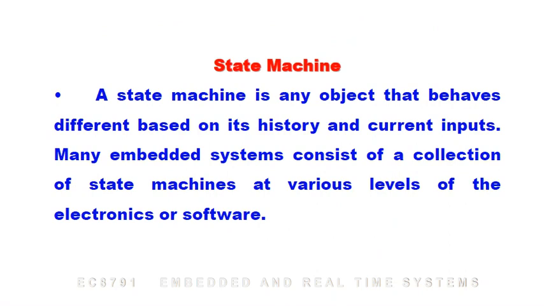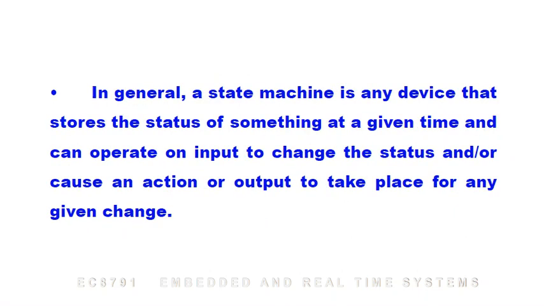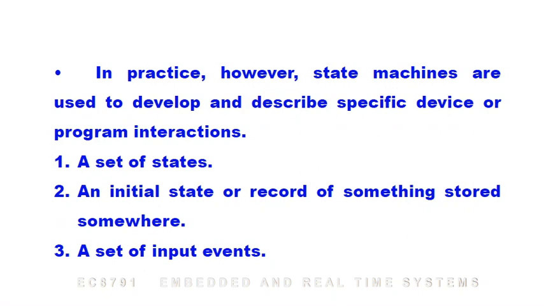State machine. A state machine is any object that behaves differently based on its history and current inputs. Many embedded systems consist of a collection of state machines at various levels of the electronics or software. In general, a state machine is any device that stores the status of something at a given time and can operate on input to change the status and/or cause an action or output to take place for any given change. In practice, however, state machines are used to develop and describe specific device or program interactions.